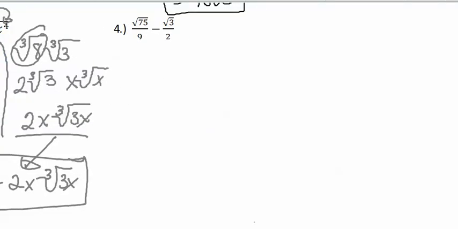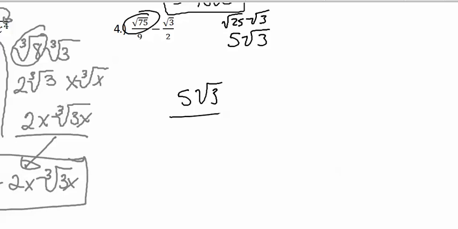Number 4 is a little bit different because we have fractions. What we're going to do with this is simplify the radicals, and then deal with the fraction component. So square root of 75 becomes 5 square root of 3, because it was 25, then 3. So I have 5 square root of 3 over 9 minus square root of 3 over 2.